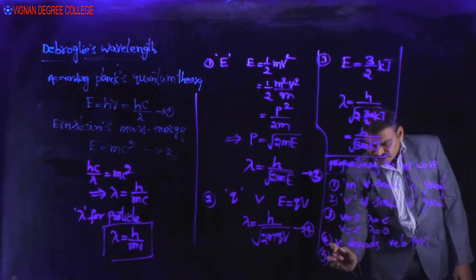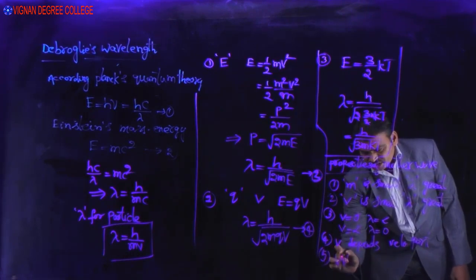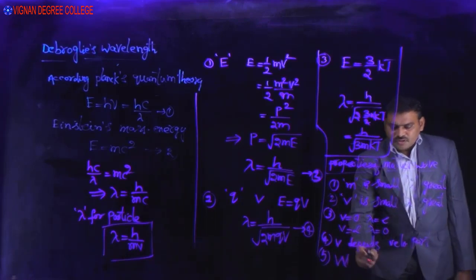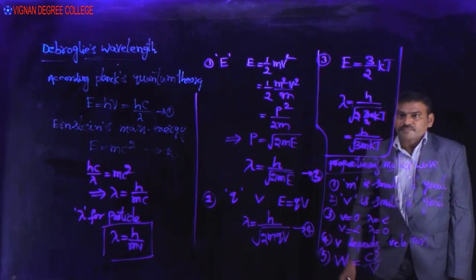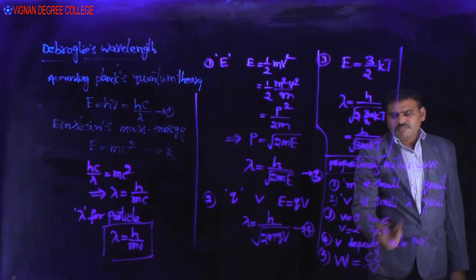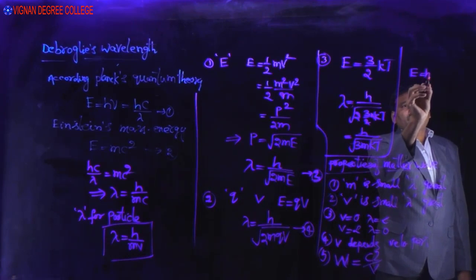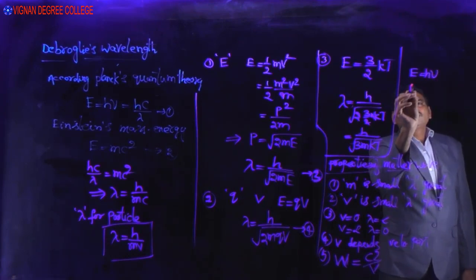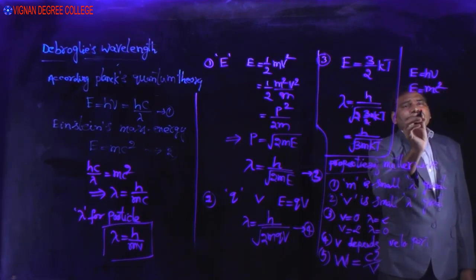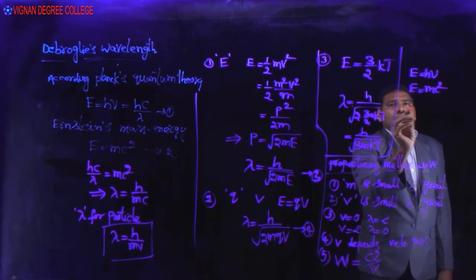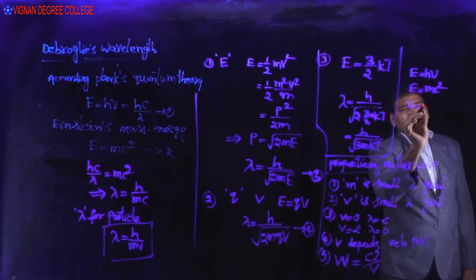Now, the fifth property: the velocity of matter waves is greater than the velocity of light. The velocity of matter waves, represented by the letter W, is equal to c square by v. This equation can be derived from two equations: Planck's quantum theory, E equal to h nu, and Einstein's mass energy relation, E is equal to mc square. From these two, h nu is equal to mc square, so nu is equal to mc square by h.